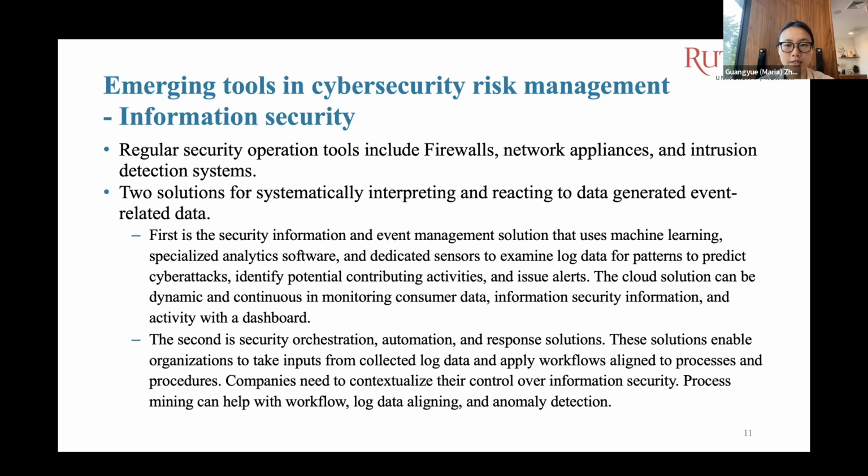with the help of technologies like a dashboard. And the second type of tool is a security orchestration, automation, and response solution. This type of tool is more focused on the business processes of these organizations. Techniques like process mining can help with the workflow, log data aligning, and anomaly detection in information security practices.